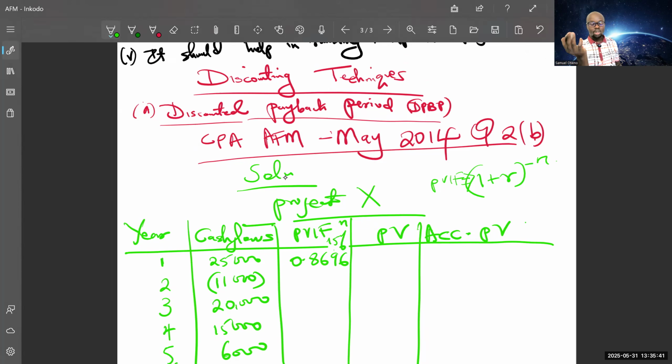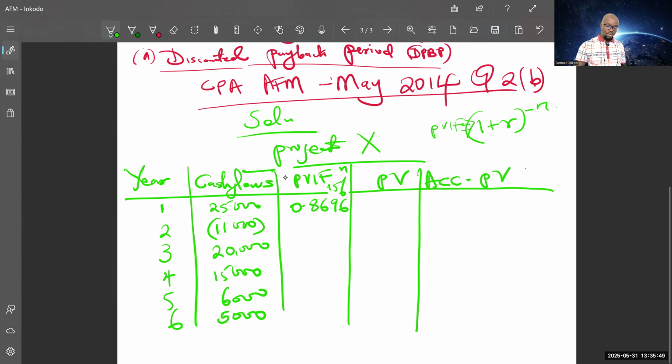So you can see that these things, you can even work them out if you don't have the discounting table. So you don't even have to worry about the discounting table. Whether you have it or not, you're still good. You are still very good to continue. There we go. So we move.